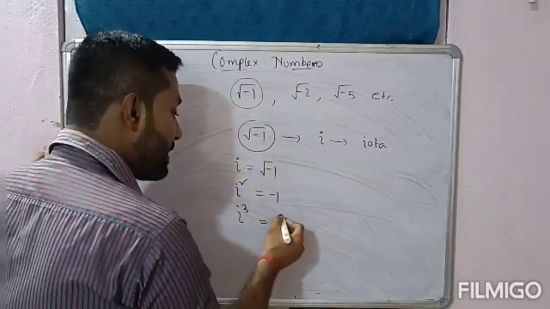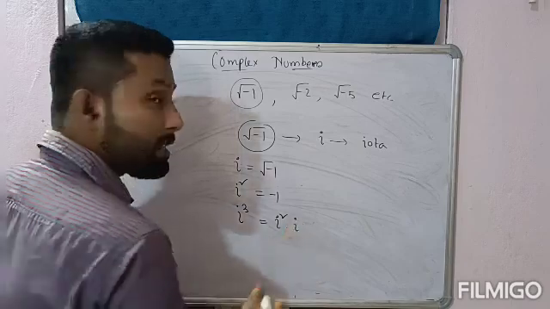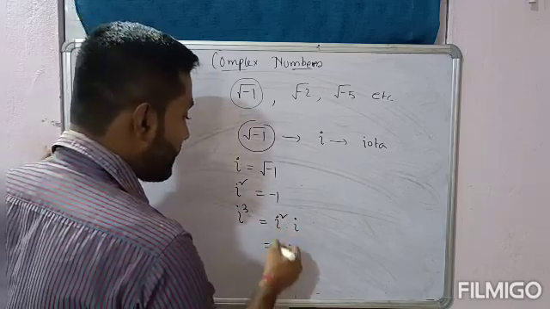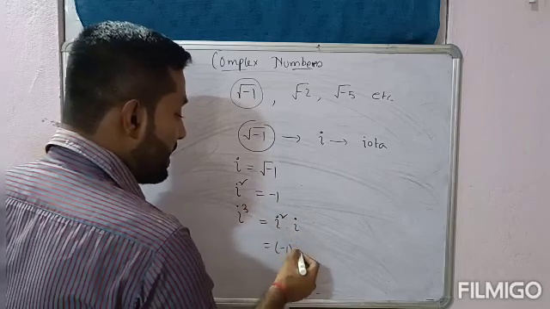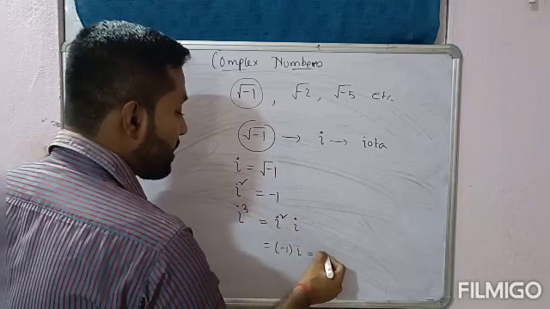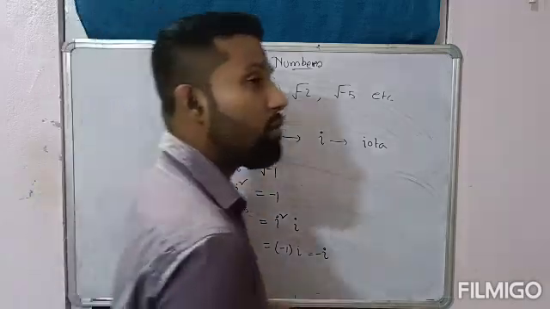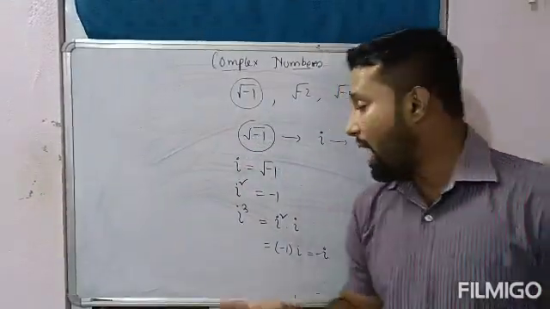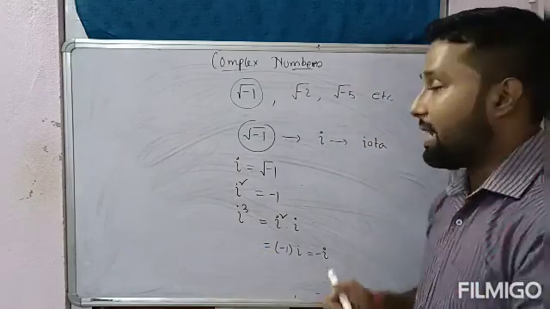i cube can be written as i square into i. The value of i square is minus 1, and i is i only, so that is equal to minus i. So the value of i cube is minus i. The value of i cube is minus i.